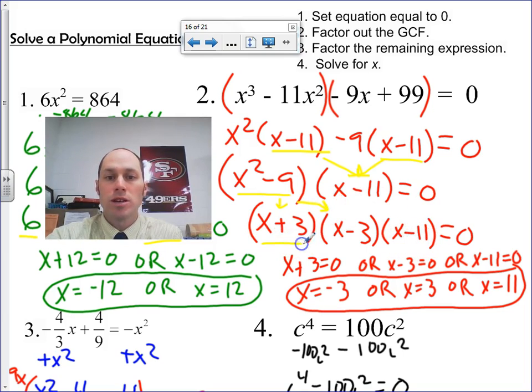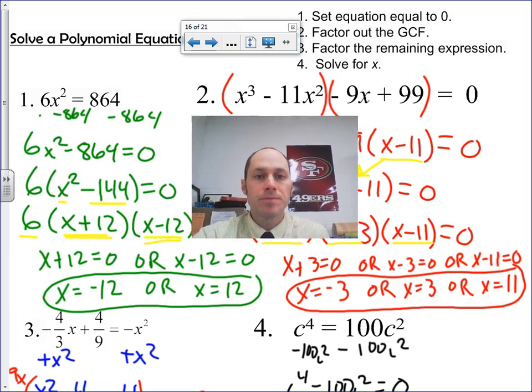So here I have 3 terms. Either of those 3 could equal 0. So if x plus 3 equals 0, x is negative 3. If x minus 3 equals 0, x is 3. If x minus 11 is 0, then x could be 11.